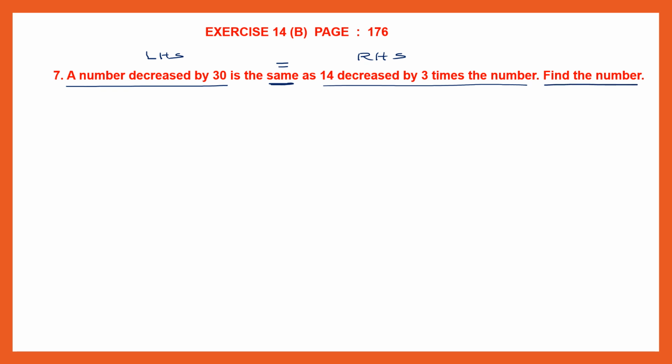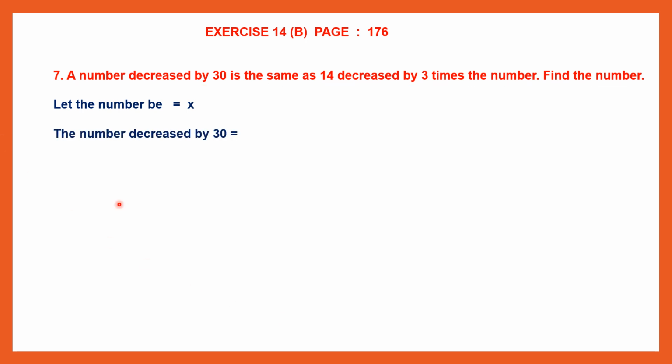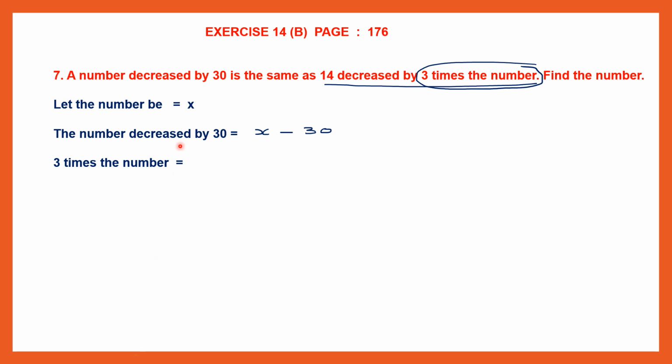Find the number. So let's begin by saying let the number be x. Then what are we given? We are told that the number decreased by 30. So how do we write that? The number is x, decreased by 30 means minus 30. Then what else are we given? It says 14 decreased by 3 times the number. So first we have to find out what is 3 times the number. The number is x. So 3 times the number means 3 into x.